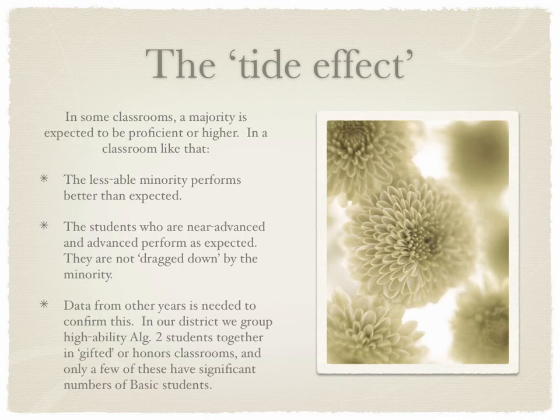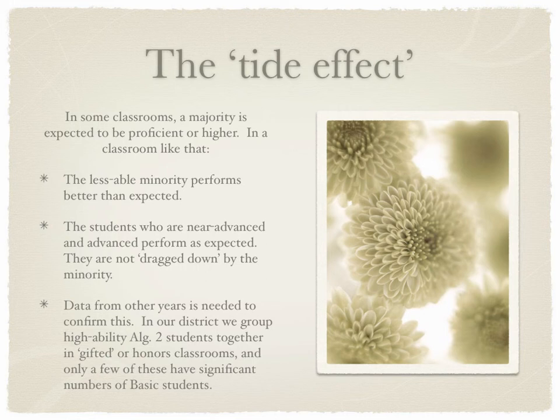Also, I found something after much searching called the tide effect. I'm calling it the tide effect to kind of explain what it is. I'm going to try to explain it to you now. In some classrooms, a majority is expected to be proficient or higher. We're talking the gifted classes, the more precocious classes. Think 9th grade Algebra 2.